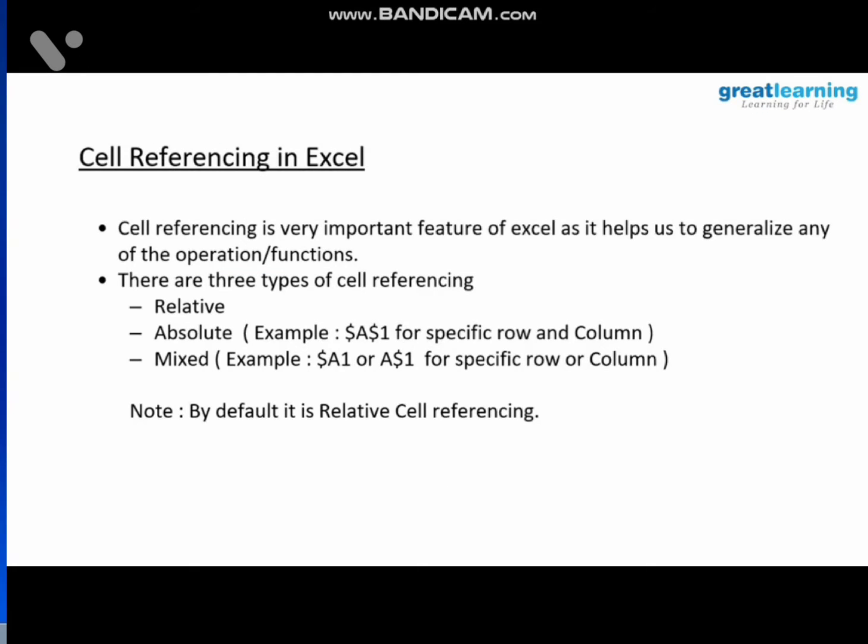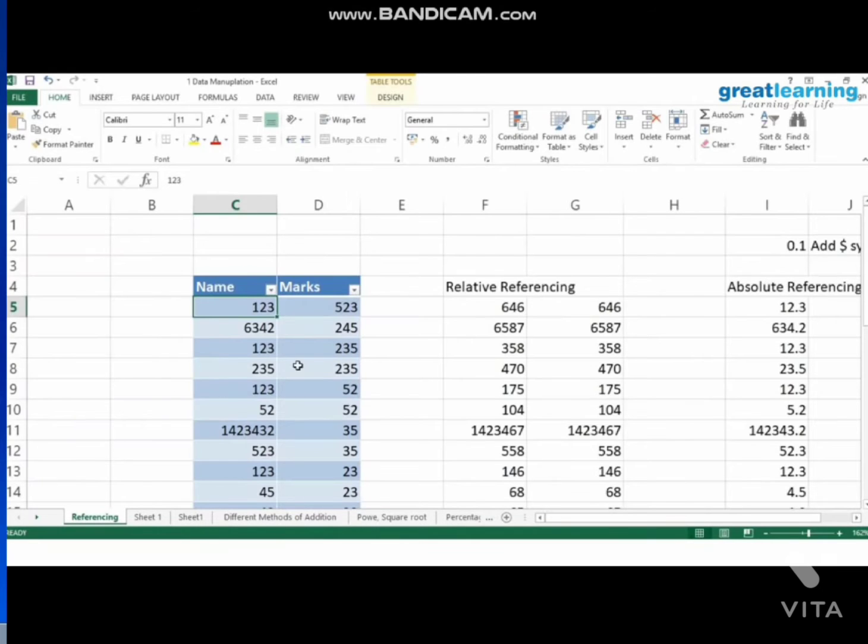Now referencing has particularly 3 types: relative, absolute, and mixed. So what is relative, absolute, and mixed referencing? By default, the type of referencing used in Excel is relative. Now let's see how relative referencing in Excel works.